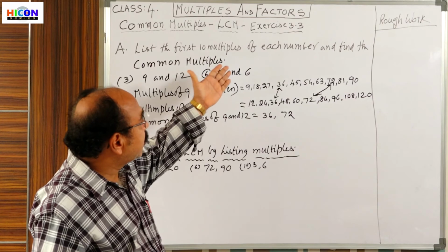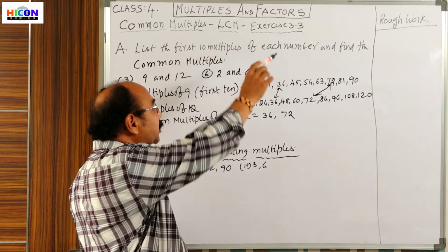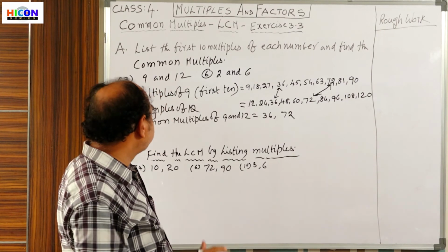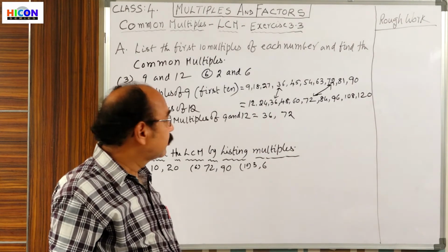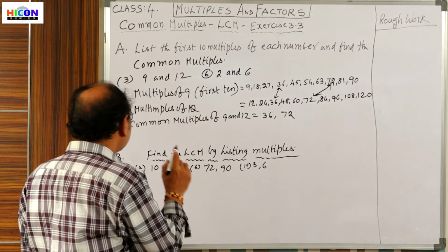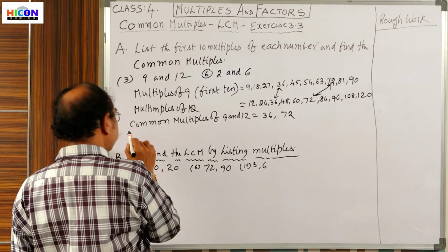Here only limitedly we have the first 10. We mentioned only the first 10 multiples. After that, according to the question, we select the common multiples also. Now come to the sixth question. This is the third one, I explained; now the sixth one.